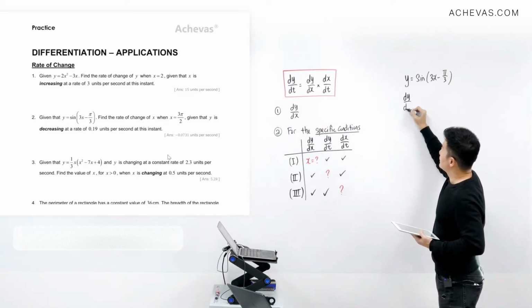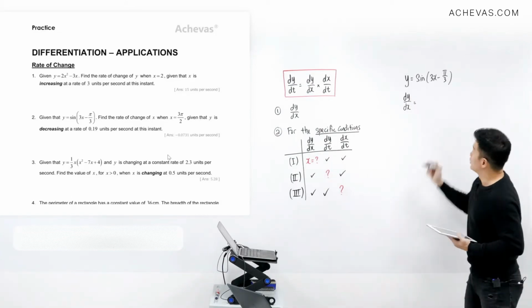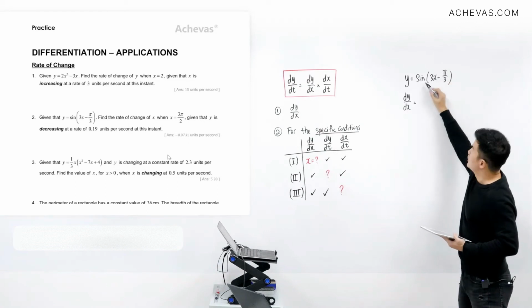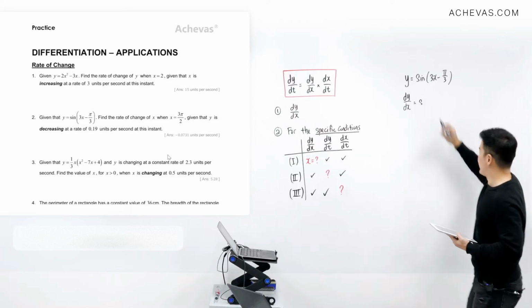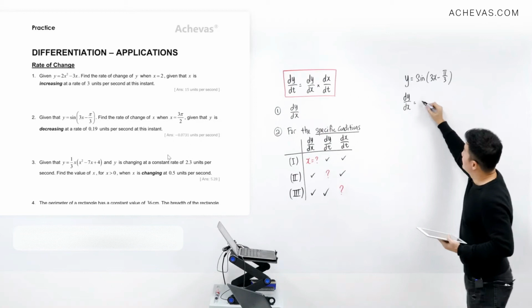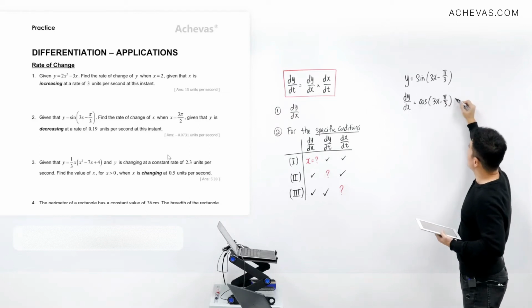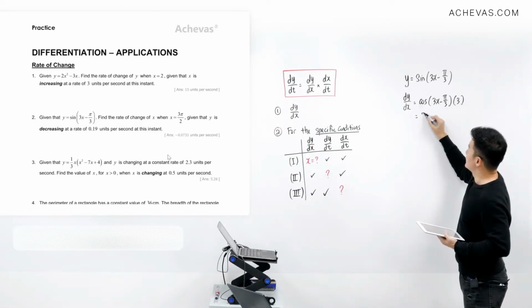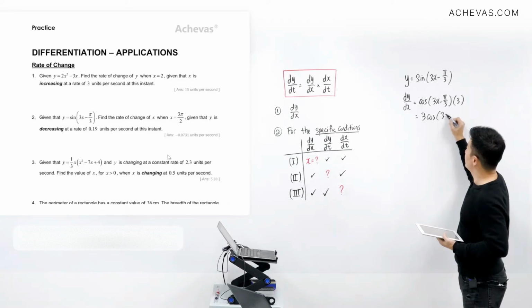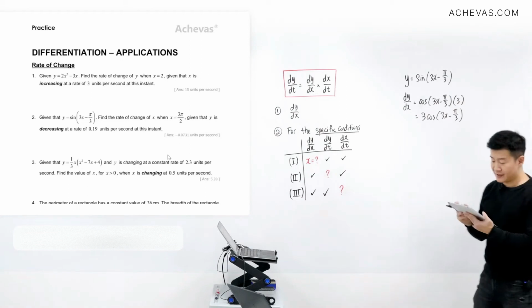So let's do that. dy dx, I'm going to apply the chain rule. So seeing this as u, so sine u, differentiating this with respect to u, it is going to be cosine. Okay, I'm writing it wrongly. So here is cosine. So it is going to be cosine of 3x minus pi over 3. Then differentiating u, this is going to be equal to 3. So this is 3 cosine of 3x minus pi over 3. So dy dx is equal to this.